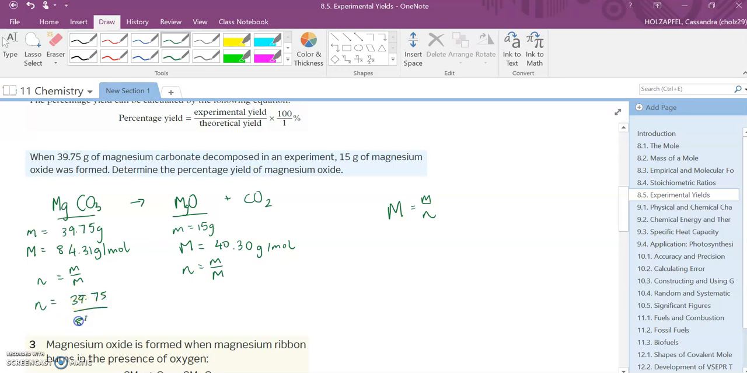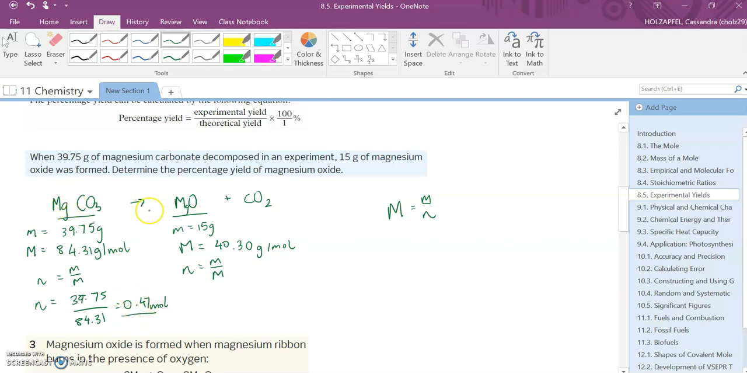39.75 divided by 84.31. So I'm just going to quickly chuck that in my calculator. 0.75 divided by 84.31, and that's going to give me 0.47 moles. So that's how much I have of this substance reacting.